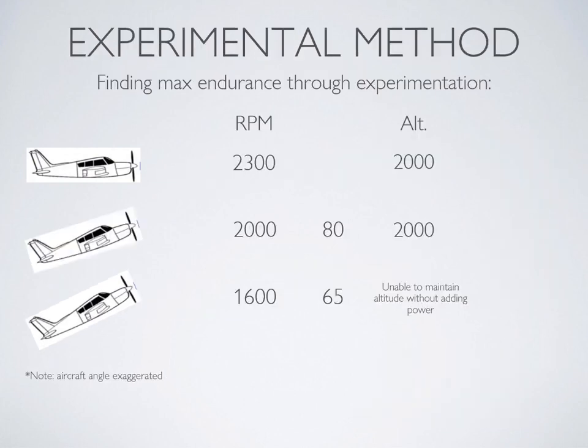And it's going to look like this. We're going to start out at 2300 RPM, maintain altitude at 2000, let's say, and you're going to record your airspeed. And then you're going to reduce to 2200 RPM, 2100 RPM, 2000 RPM, each time maintaining your altitude and recording your airspeed. And what we'll find is that there is going to be a certain level of power where if we try to reduce power, we'll no longer be able to maintain altitude.